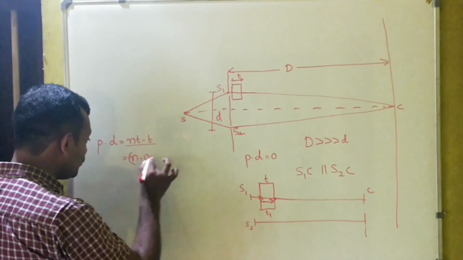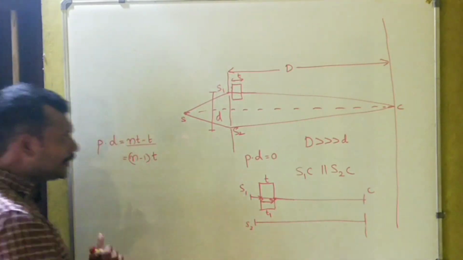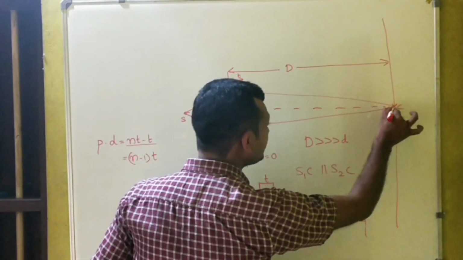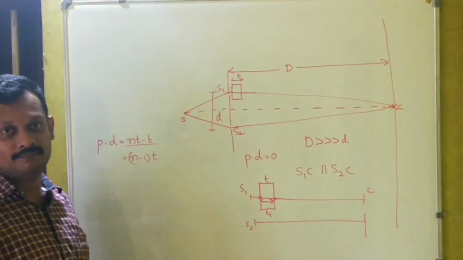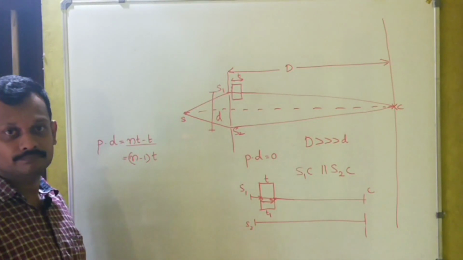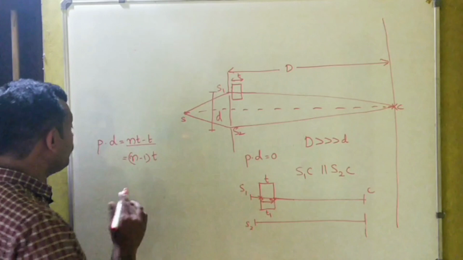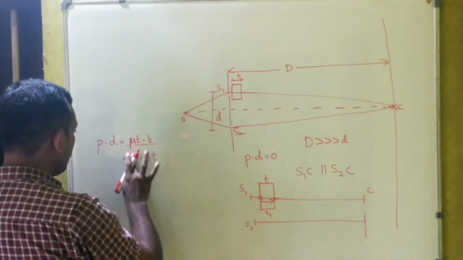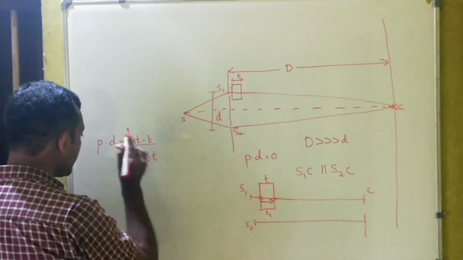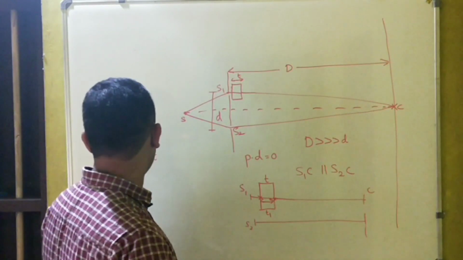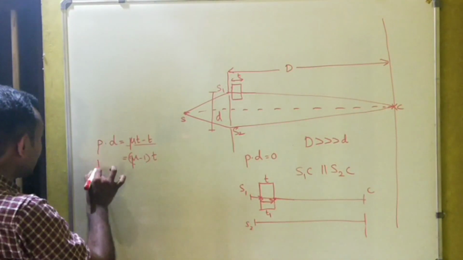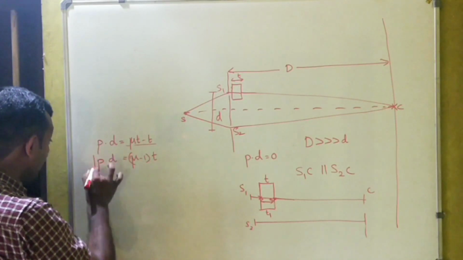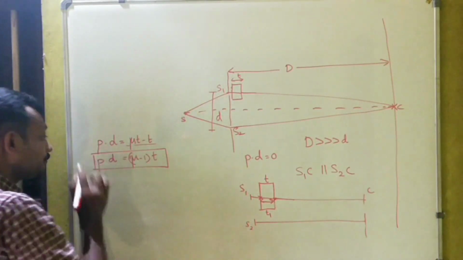Which is n minus 1 into t. Now, can we conclude that this point is a bright band? I can't say. Instead of n, we will take mu as the refractive index, because n we have already used for the order of the fringes. So mu minus 1 into t is the path difference created here at the original center.